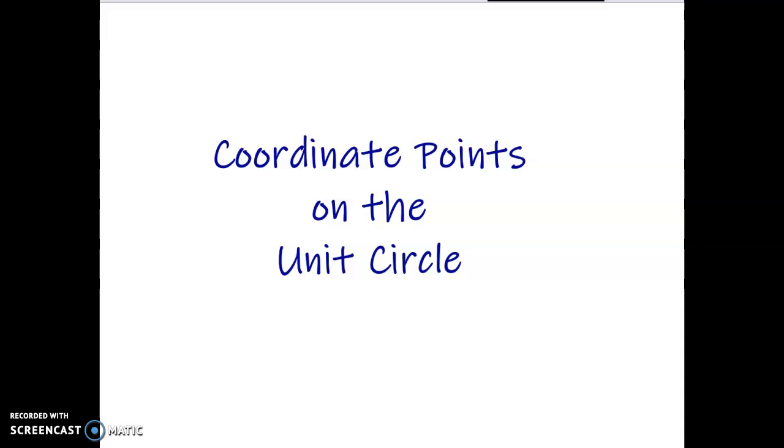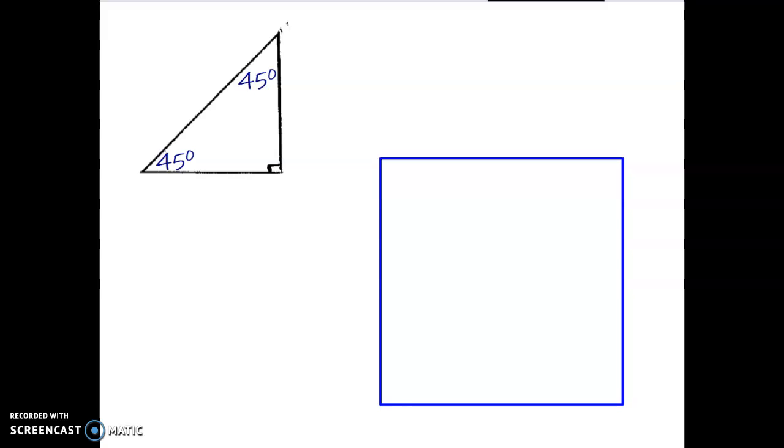Today we are going to fill in those coordinate points in the parentheses that we wrote around the unit circle in our last unit circle video. So if you will get your unit circle note-taking sheet, pause the video for a second, find that sheet, and then we'll get started.